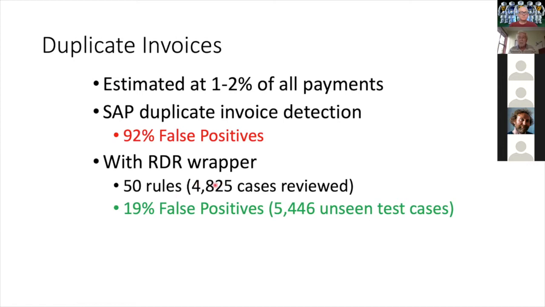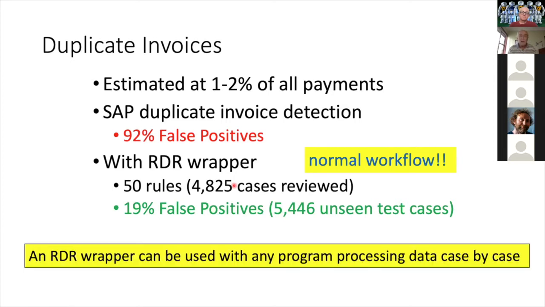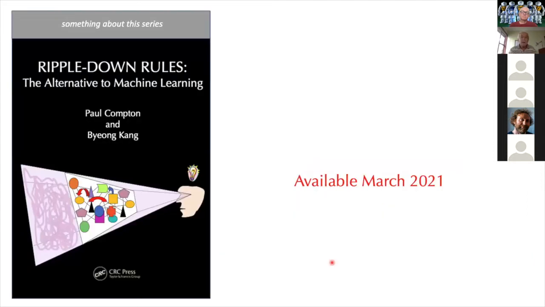But this looks terrible. You've had to look at 4,800 cases. But the account clerks had to look at these anyway, because these are all flagged as duplicate invoices, but most of them were false. So just writing 50 rules during that process, at a minute or two per rule, they reduced their workload by 80%. So this sort of RDR wrapper can be used with any programming, processing data case by case, whether it's machine learning or whatever.